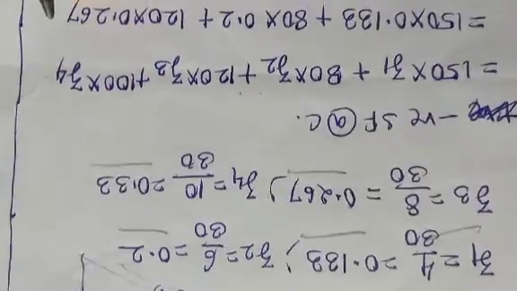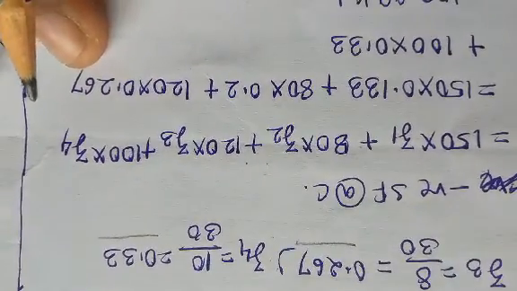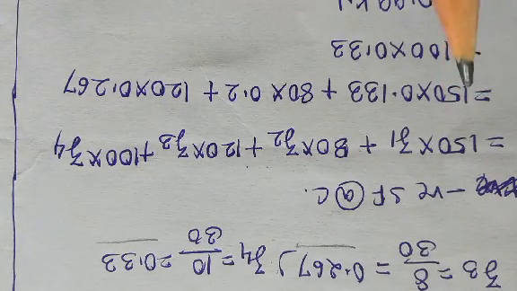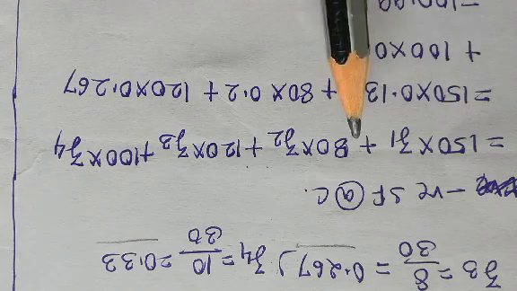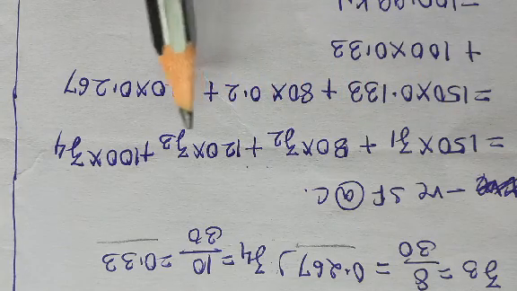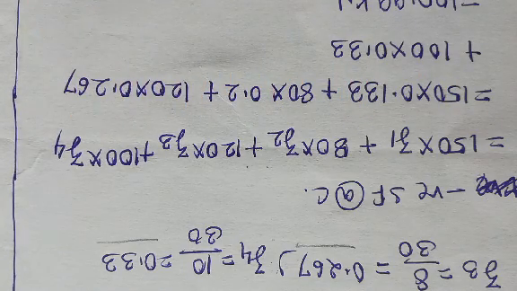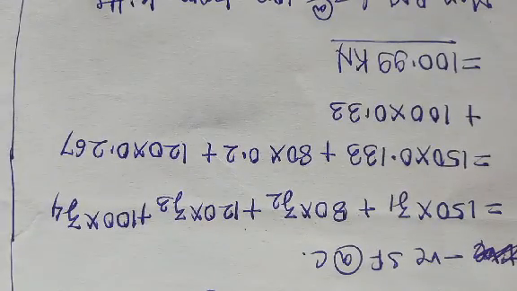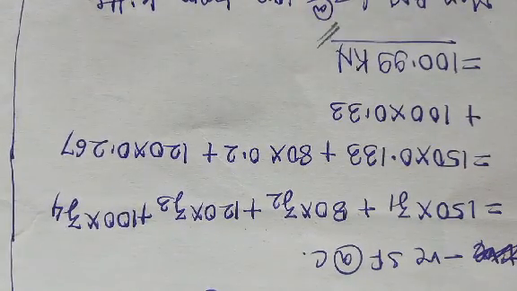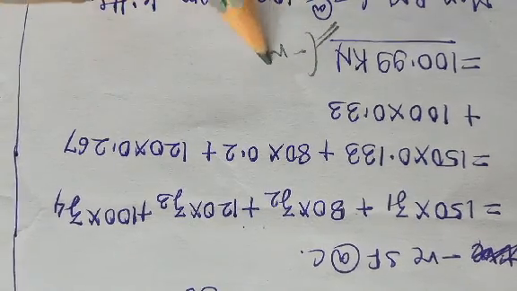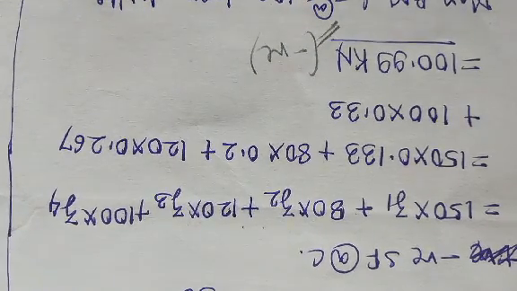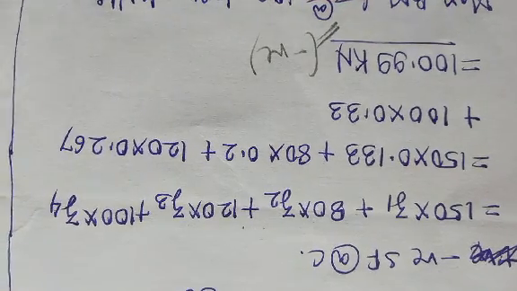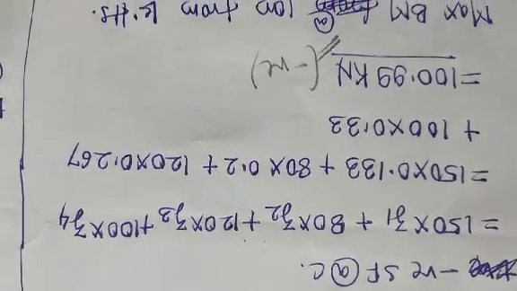Now negative shear force at C is given by summation of load multiplied by its ordinates. So 150 into Z1, 80 into Z2, 120 into Z3 plus 100 into Z4. Substitute the values of Z1 and so on, and at the end you will get the maximum negative shear force at C as 100.99, or you can also take it as 101.